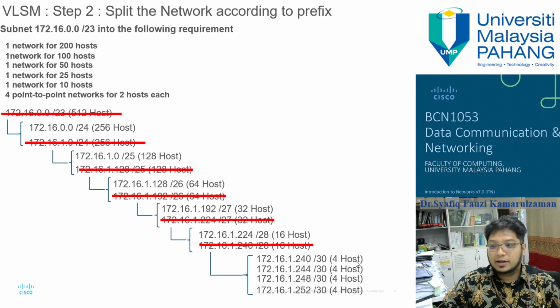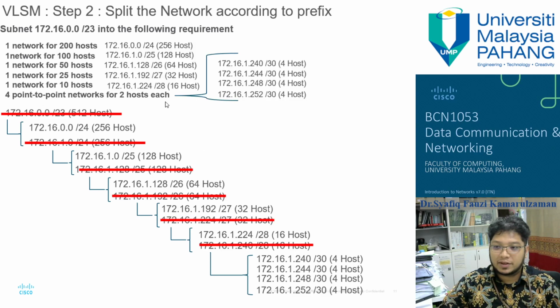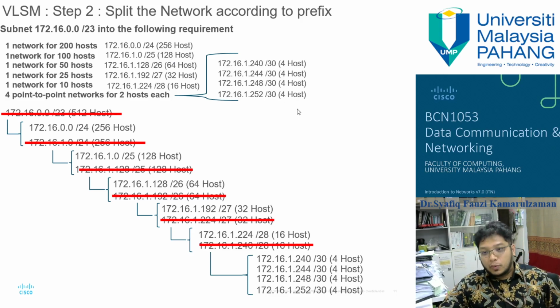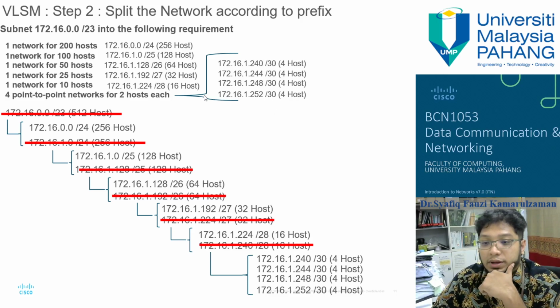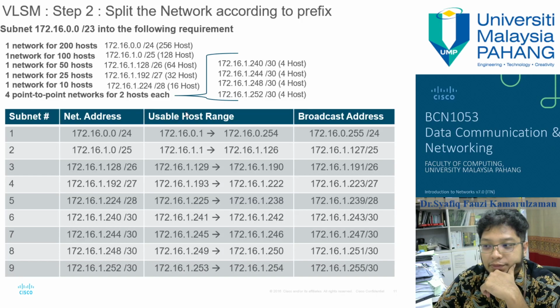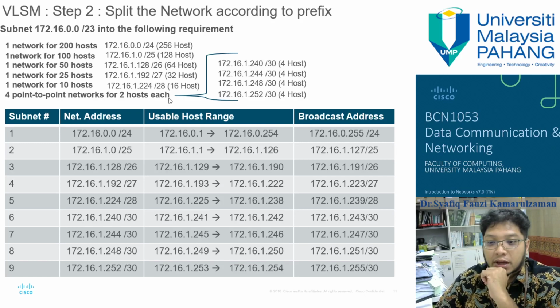So basically we reserve all these addresses for each. So this one is 256, 128, 64, 32, 16, 4, 4, 4, 4. So I think we have enough for your network here. So let's continue. Let's build up a table. So let's take a look at the table that we have here.